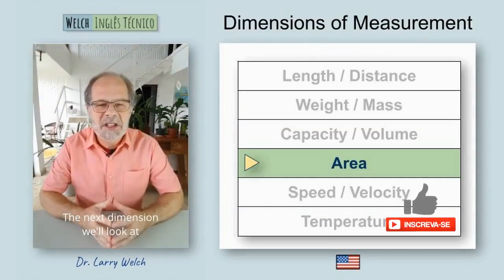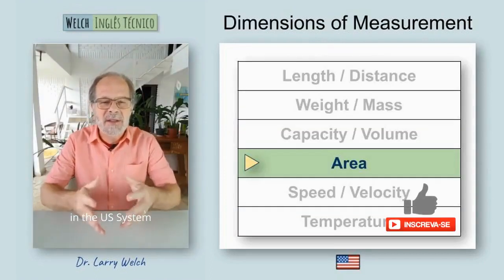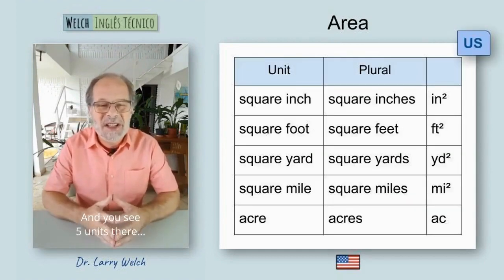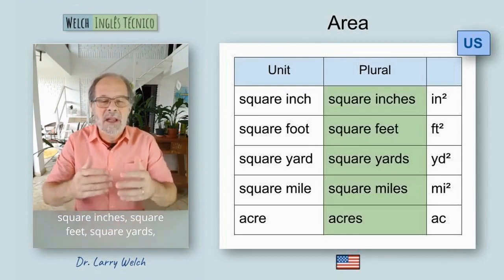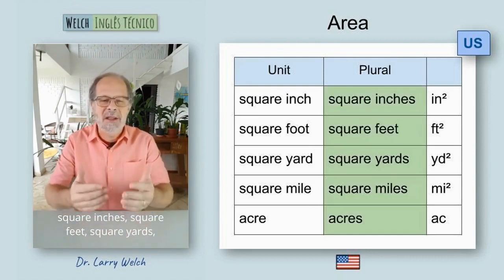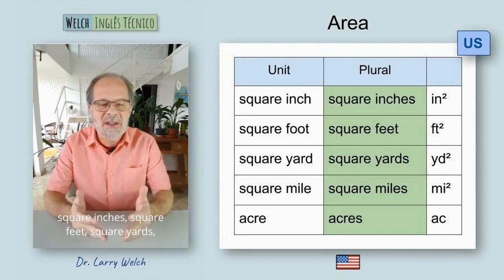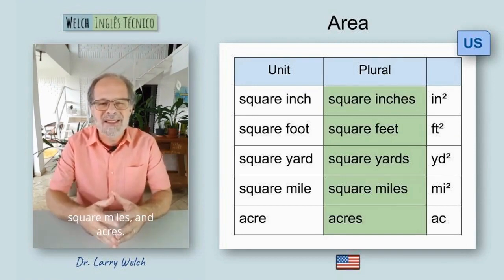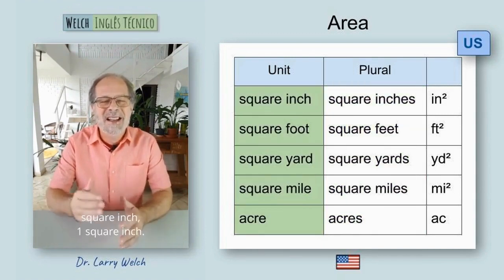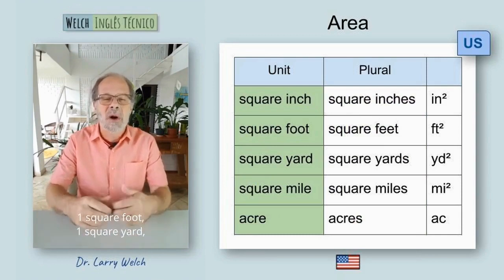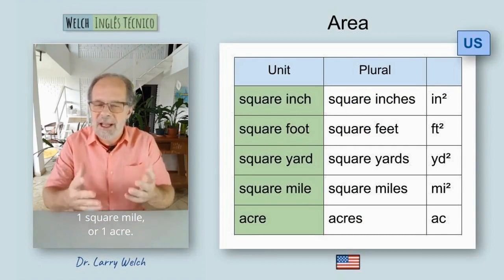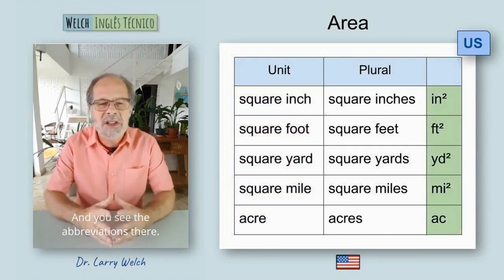The next dimension we'll look at in the U.S. system is the dimension of area. And you see 5 units there: square inches, square feet, square yards, square miles, and acres. Or in the singular, square inch, 1 square inch, 1 square foot, 1 square yard, 1 square mile, or 1 acre. And you see the abbreviations there.